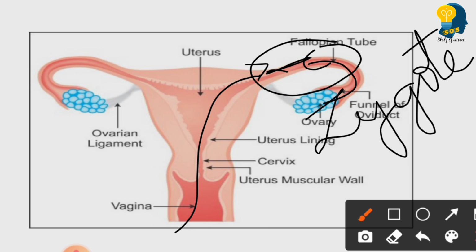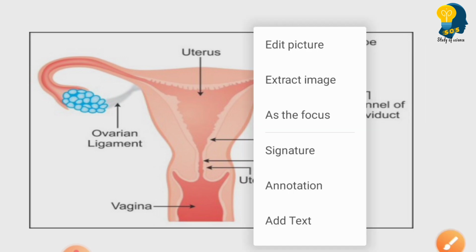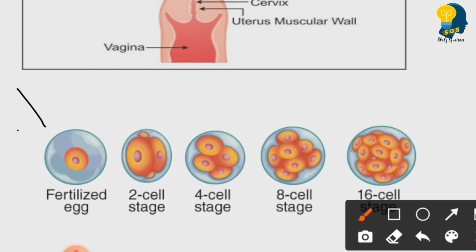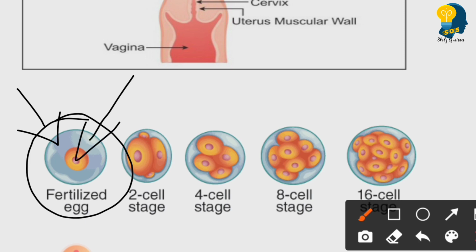So what happens to the zygote later? See, if you observe this image, you can observe the zygote. This is the image representing the zygote. This is the single-celled organism. This zygote will divide repeatedly to form more cells. If you observe this, there is a single cell, correct?